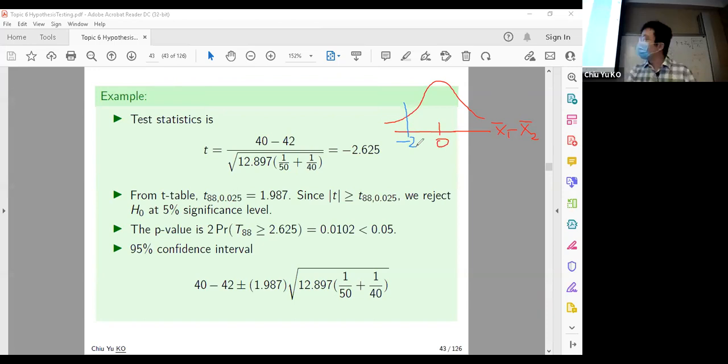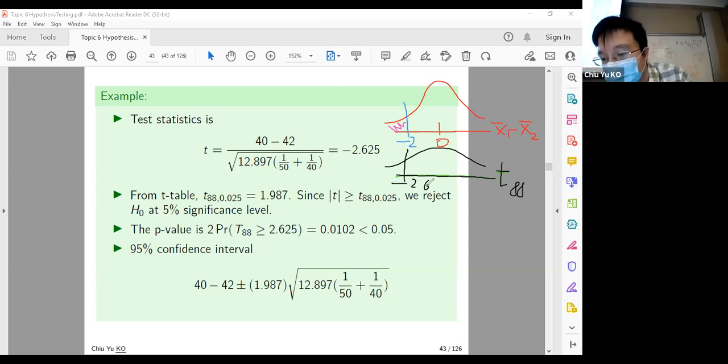The question again is a two-tailed test. So what we want is to ask whether this tail area multiplied by 2 is bigger than alpha. Of course, you convert this to a T distribution, T with 88 degrees of freedom, because N1 plus N2 minus 2, 50 plus 40 is 90, minus 2 is 88. So T88 here, and this statistic is negative 2.625.